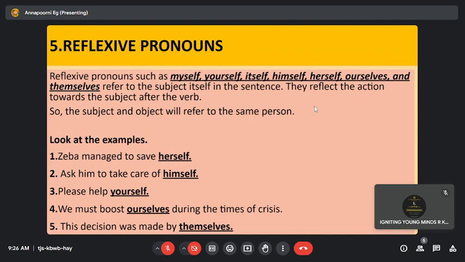Then itself, himself. He ironed his shirt himself. उसने ही उसका shirt iron किया. So himself, nobody else helped him. Herself: she herself prepared the food. Ourselves: we ourselves built the model. And themselves: they themselves completed the task. So all these are talking about the subject itself in the sentence. That is why they are called reflexive pronouns.